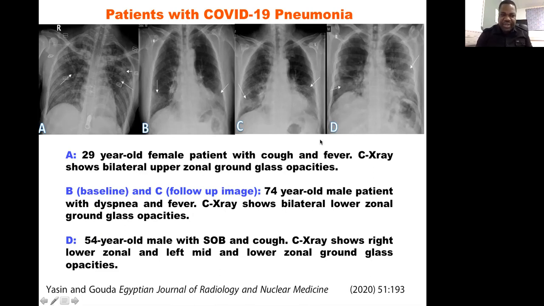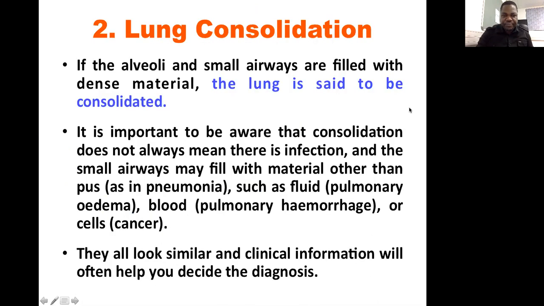Then the last patient is a 54-year-old male with shortness of breath and cough. And the X-ray here shows right lower zonal and left mid and lower zonal ground glass opacity that you can see here.